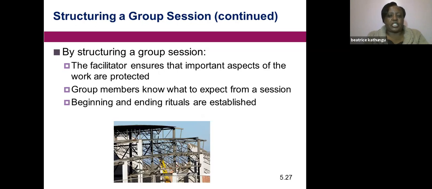Now, how do we structure a group session? The facilitator ensures that important aspects of the work are protected. Members need to know what to expect from a session, and you need to have what we call beginning and ending rituals. For example, how do you begin your group? How do you end your group?